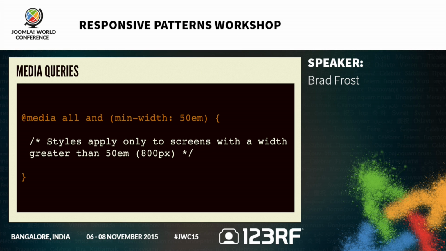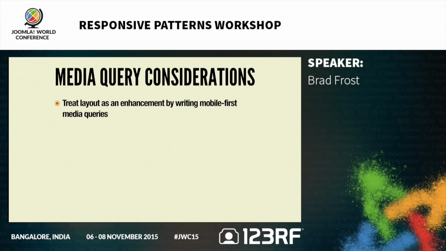What that looks like is something like this, in this orange, where you basically say media all, so all media types, and if the viewport is at least 50 ems wide, which translates back to your question about ems versus pixels, 50 ems times 16 pixels equals 800 pixels. So if the screen is at least 800 pixels wide, do this stuff. And this is tremendously powerful.